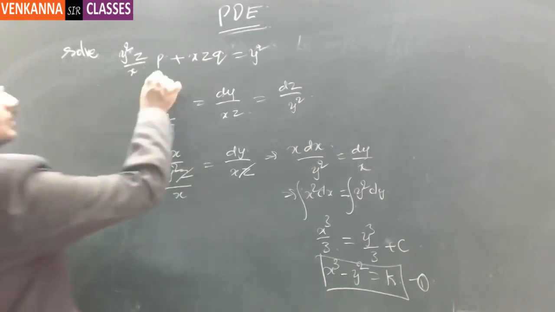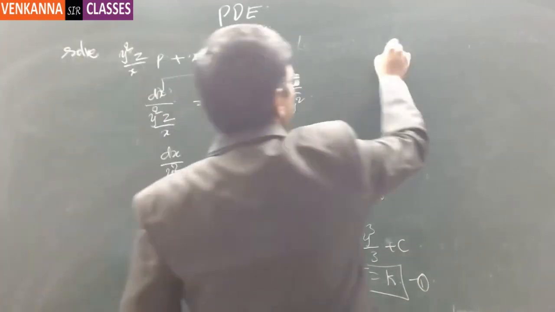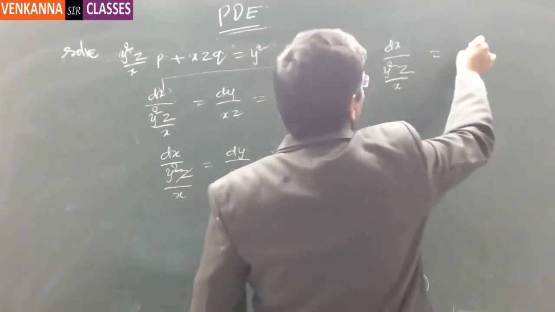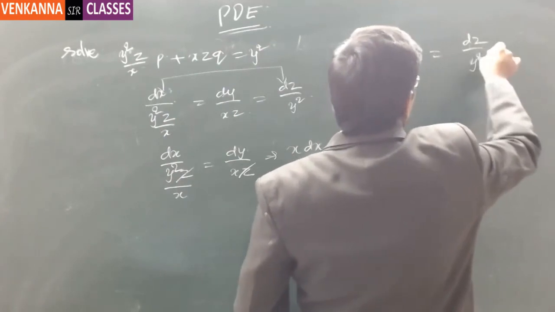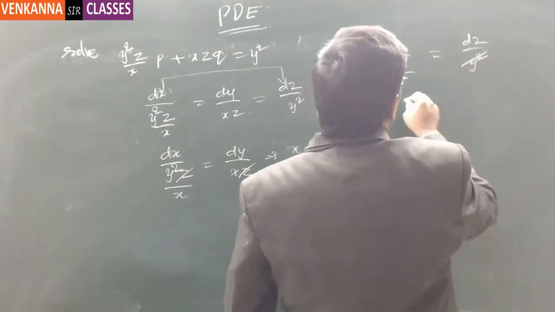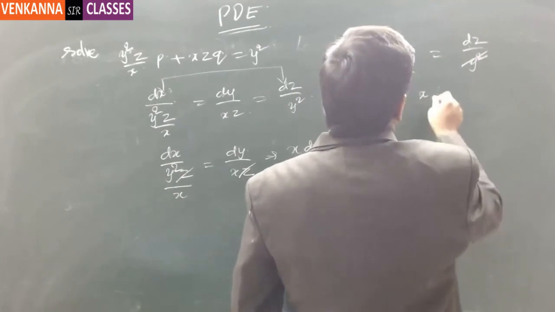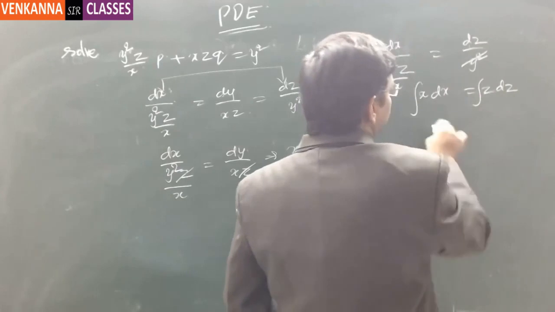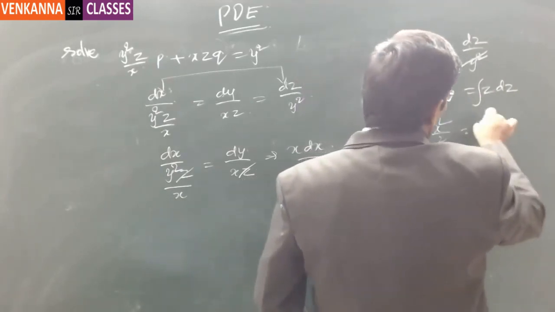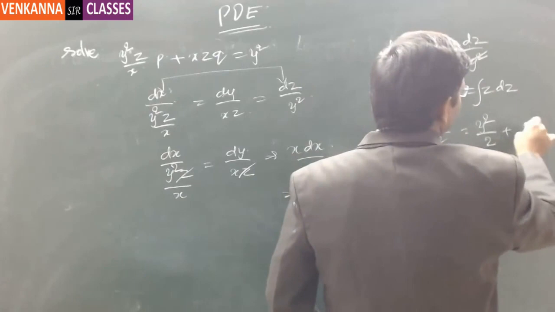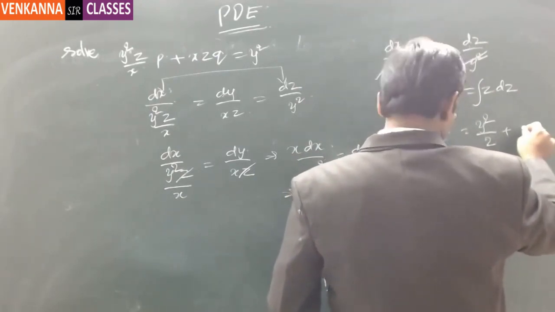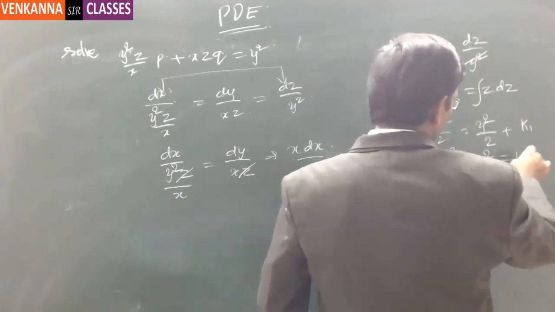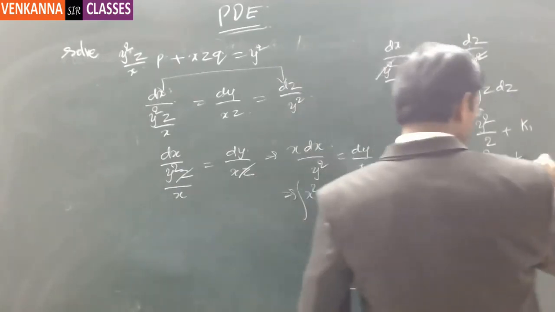Now if you take these two, then dx by y square z by x is equal to dz by y square. This y square will cancel. Then x dx is equal to z dz. If you take integration on either side, x square by 2 is equal to z square by 2 plus some random constant, let us say k1. Now x square minus z square is equal to k1. Now this is equation number 2.